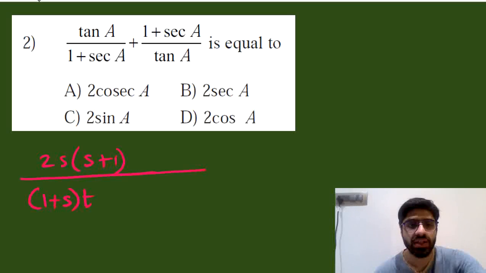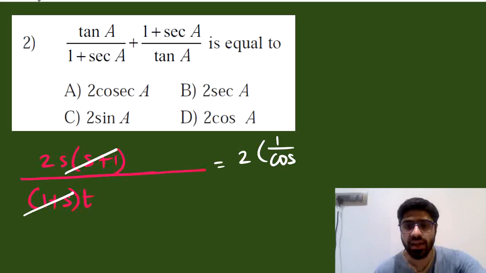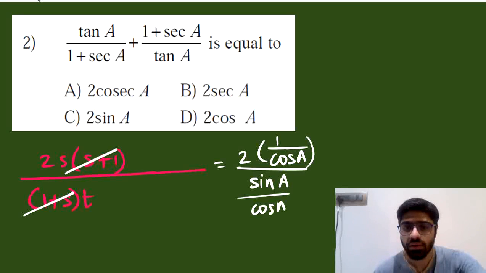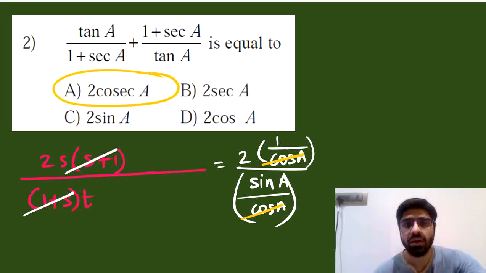That sec A plus 1 gets cancelled in the numerator and denominator. It leaves you with 2 sec A upon tan A. 2 sec A means 2 into 1 upon cos A. Tan A means sin A upon cos A. So that cos A gets cancelled in the denominator here and here. And you are left with 2 upon sin A, which is equal to 2 into cosec A. So option A out there is the right answer.